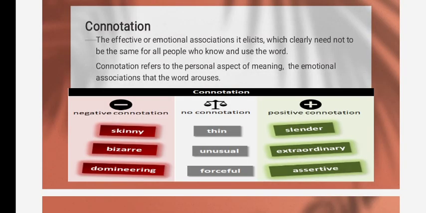Connotation. The affective or emotional associations a word elicits, which need not be the same for all people who know and use the word. Connotation refers to a personal aspect of meaning, the emotional associations that the word arouses. Negative connotation: skinny, bizarre, domineering. No connotation: thin, usual, unusual, forceful. Positive connotation: slender, extraordinary, assertive.